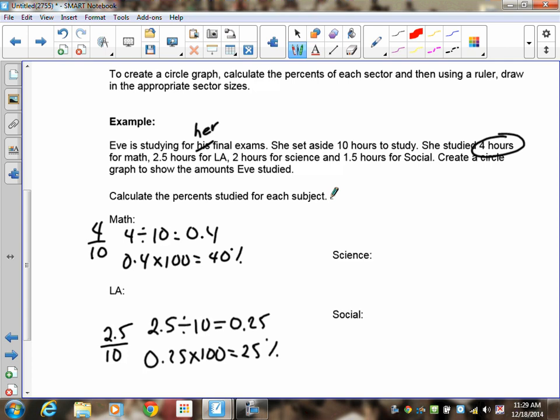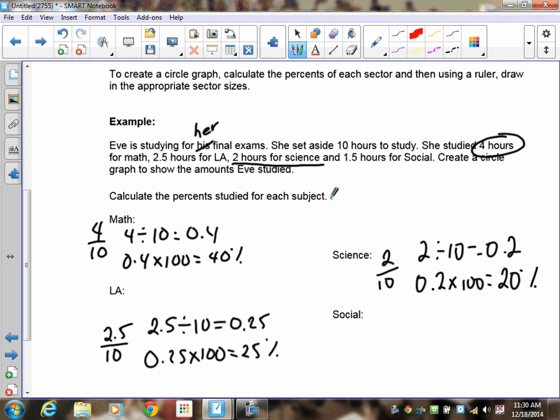Now science, reading a little bit more carefully this time, 2 hours for science. So for science we have 2 out of 10. So convert this to a decimal. 2 divided by 10 is 0.2. And then 0.2 times 100 means that science was 20%. And you can use subtraction for social if you wished, or you can work it out mathematically. 1.5 out of 10 becomes 1.5 divided by 10, which is 0.15, and 0.15 times 100 gives you 15%.